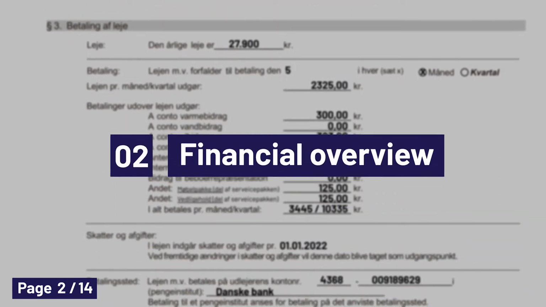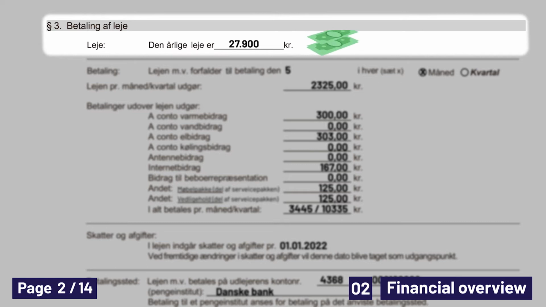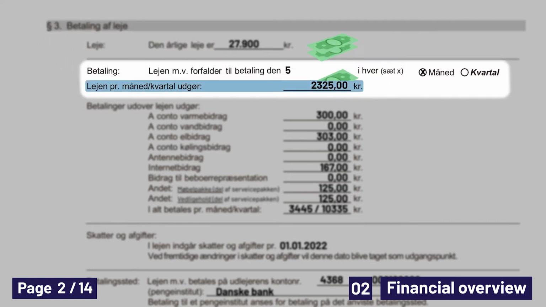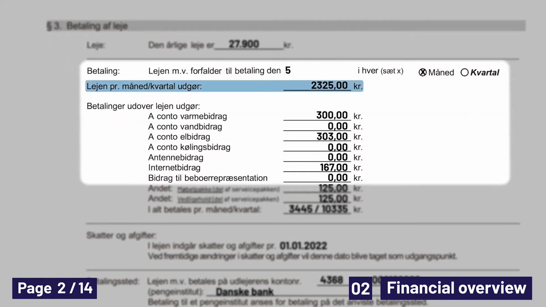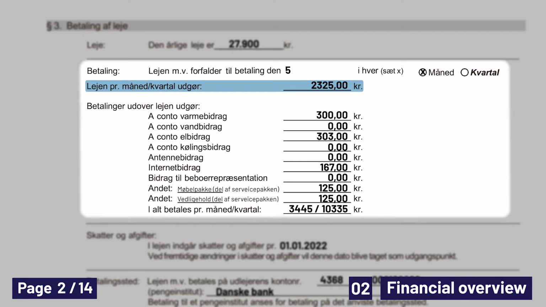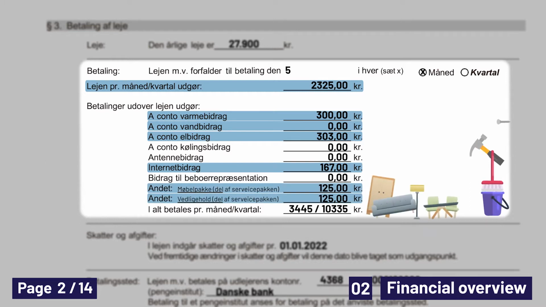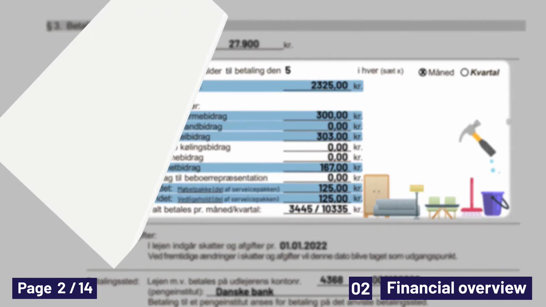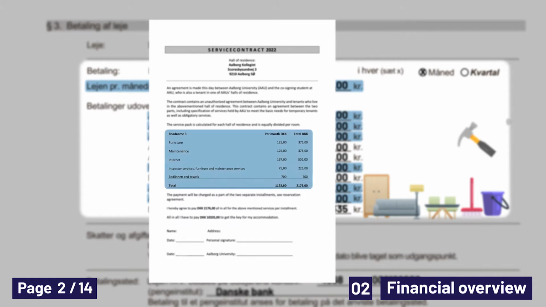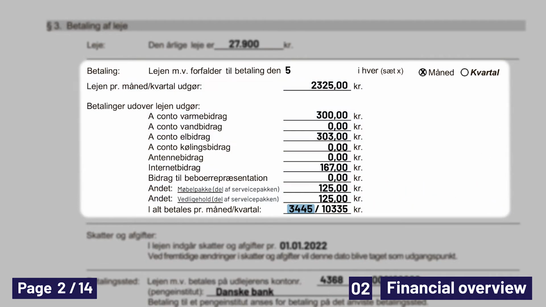Financial overview. Here is the yearly rent, and this is the basic monthly rent. In addition to the basic rent, there will be added heating, water, electricity, and internet, and some service fees. The service fees come in a service contract with a breakdown. This comes down to the monthly rent of this amount here, and this is for the 3 months.